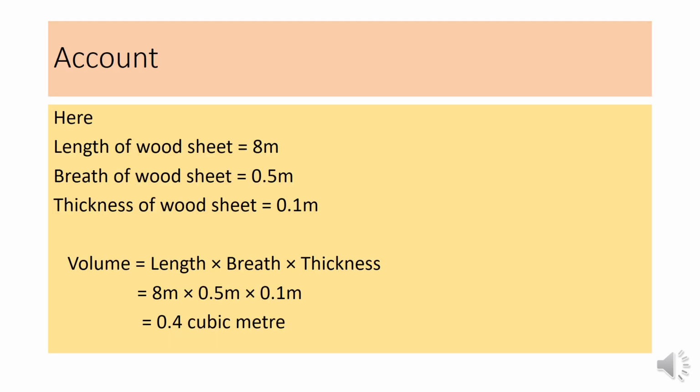Here, if the length of the wood sheet is 8 meter, the breadth of the wood sheet is 0.5 meter, and the thickness of the wood sheet is 0.1 meter, then the volume equals length into width or breadth into thickness, equals 8 meter into 0.5 meter into 0.1 meter, and the answer is 0.4 cubic meter.